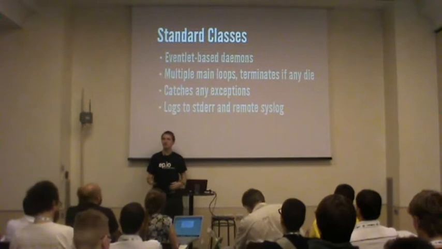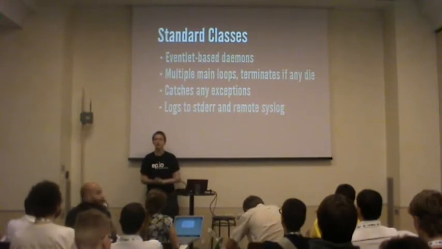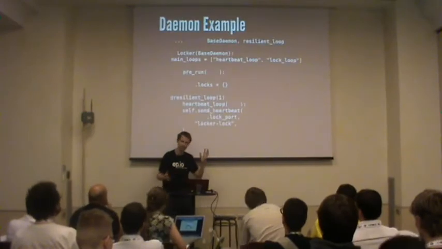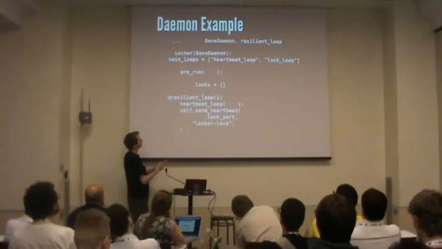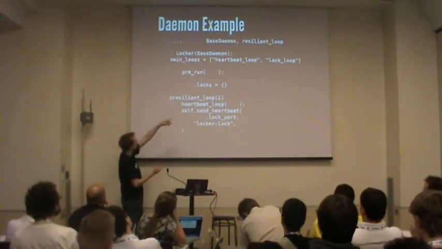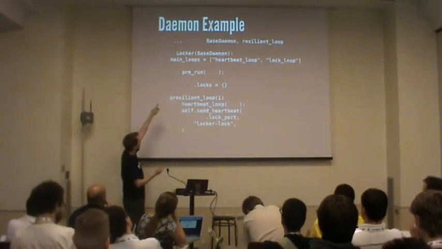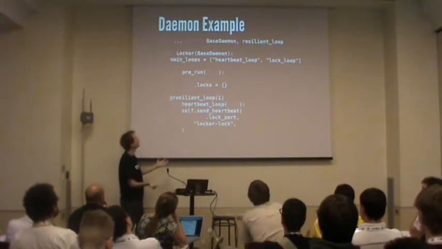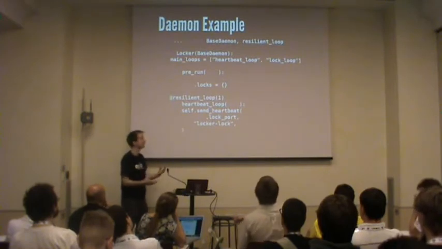We also log both to standard output, or standard error, and also to remote syslog, so we can have a centralized place for our logs. Our daemons look something like this. We have a core-based daemon class, and then you just subclass it, specify your main loops, and then get a little pre-run hook there where you can assign some basic initial stuff. That one's got an init for flexibility reasons.